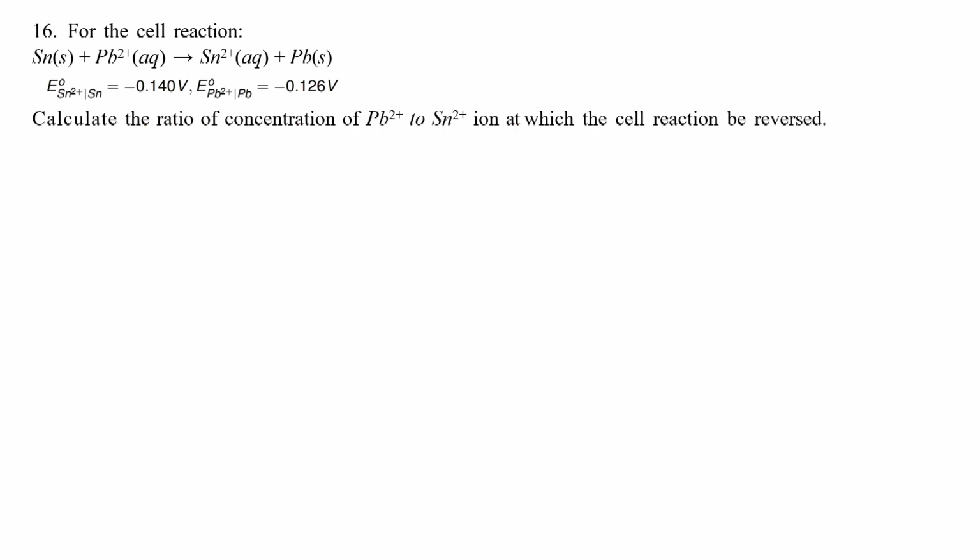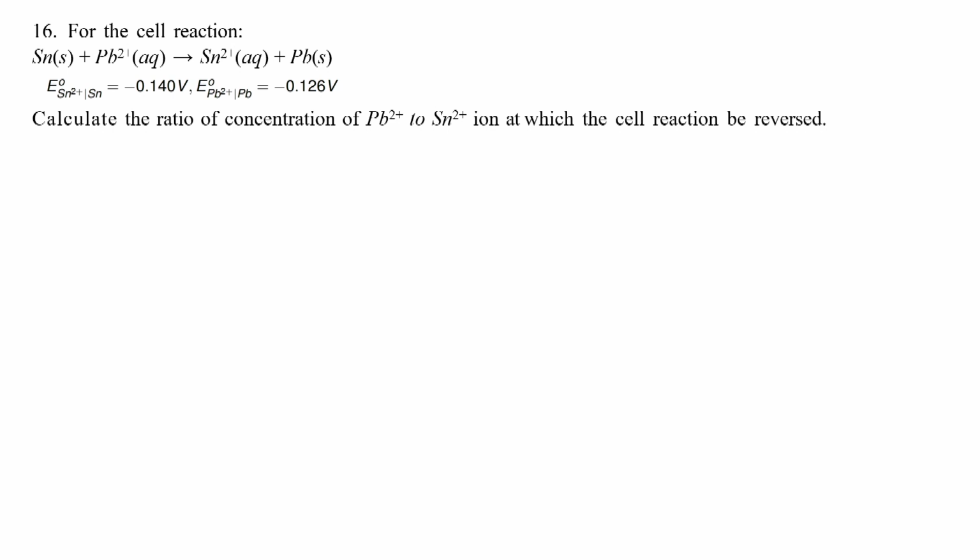Next, we move to problem number 16. It says for the cell reaction Sn plus Pb2 plus goes to Sn2 plus plus Pb solid, E naught values are given. E naught Sn2 plus to Sn is minus 0.140 volt, and E naught Pb2 plus to Pb is minus 0.126 volt. So, calculate the ratio of concentration of Pb2 plus to Sn2 plus ion at which the cell reaction will be reversed. Okay. So, first we need to find out what is the value of E naught cell.